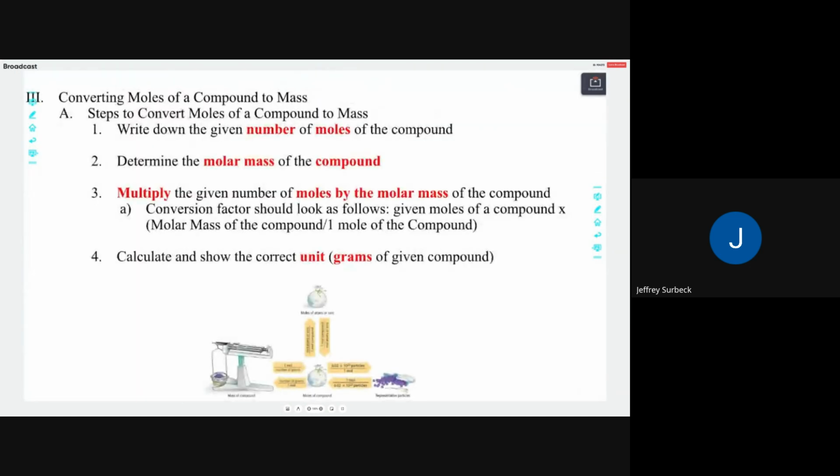Now, what we can do is this. Now that we know how to get the molar mass of the substance.